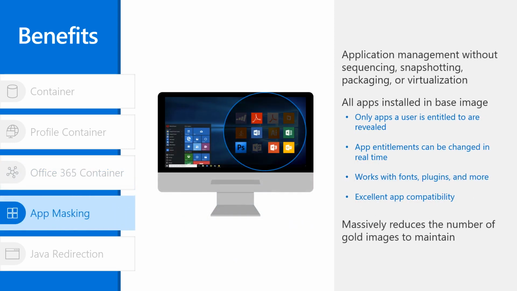Application masking allows application management without sequencing, snapshotting, packaging, or virtualization. All applications are installed in the base image, and only apps a user is entitled to are revealed. Application entitlements can be changed in real time. It works with fonts, plugins, and more, with excellent application compatibility, and hugely reduces the number of golden images to maintain.